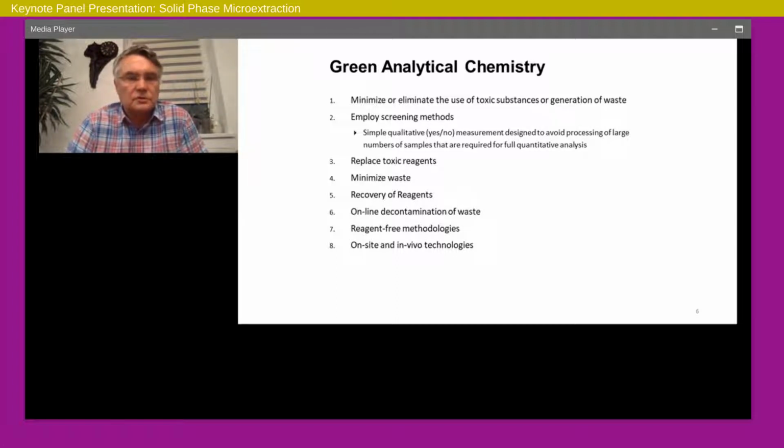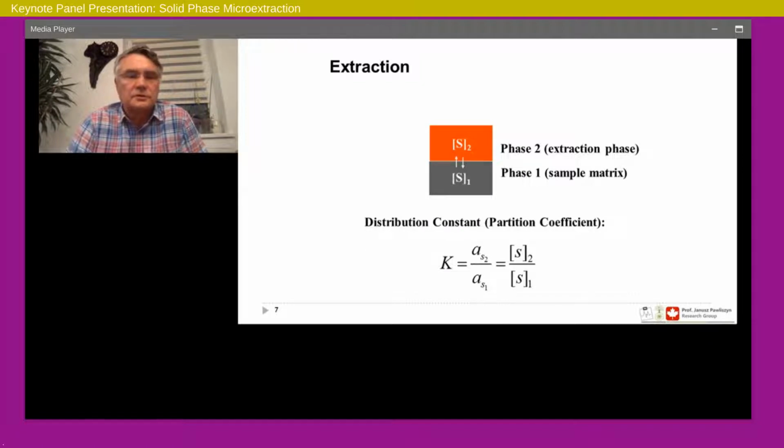So it's not only elimination of solvent, but also moving the analytical chemistry on site, basically performing screening and on-site analysis. In some cases, like medical laboratories, this is very important because it gives immediate information to the doctor or surgeons about the condition of the patient.